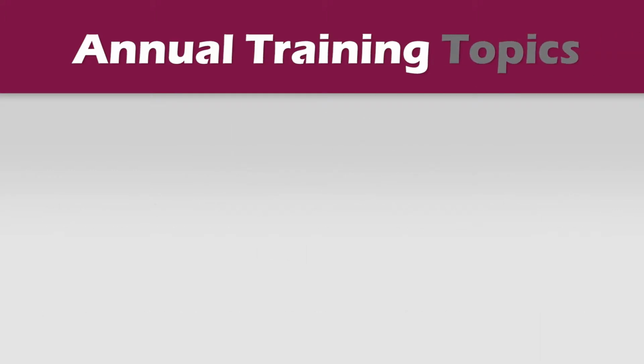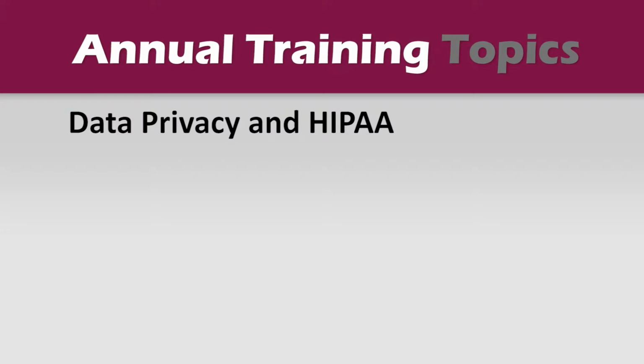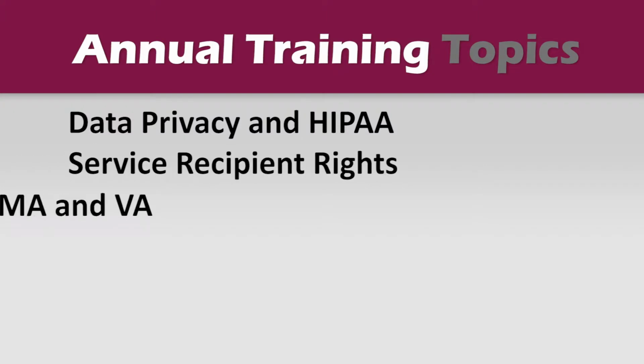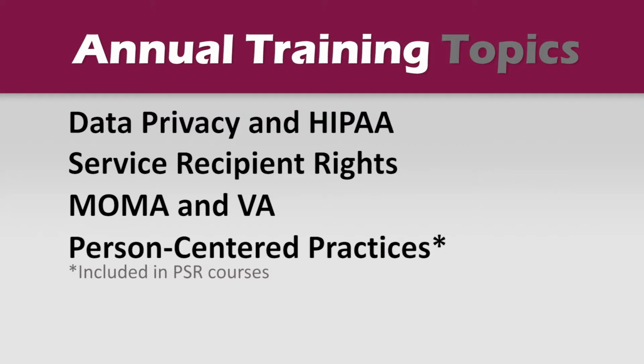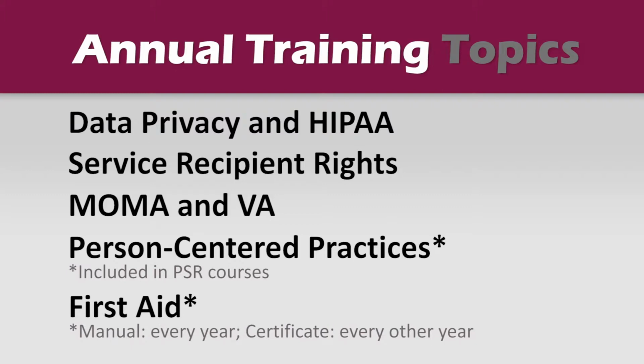So what topics do they need? We need to have data privacy and HIPAA, service recipient rights, maltreatment of minors and vulnerable adults, person-centered practices, which is included in the positive supports rule courses. For first aid, if you're only reading the manual and it's not a certificate, you need to do that every year. Now, if they have the card that says every other year, you can go every other year. But if it's not a formal certification, you have to do it every year.